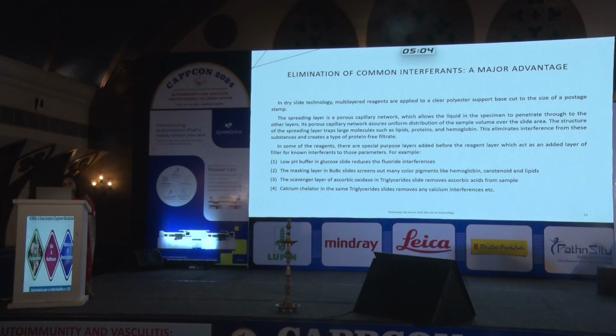In some of the reagents, there are special purpose layers added before the reagent layer which act as an added layer of filter for known interference to these parameters. For example, low pH buffer is present in glucose slides that reduces fluoride interference because glucose is collected in fluoride vials. The masking layer in unconjugated and conjugated bilirubin slides screens out many color pigments like hemoglobin, carotenoid, and lipids.